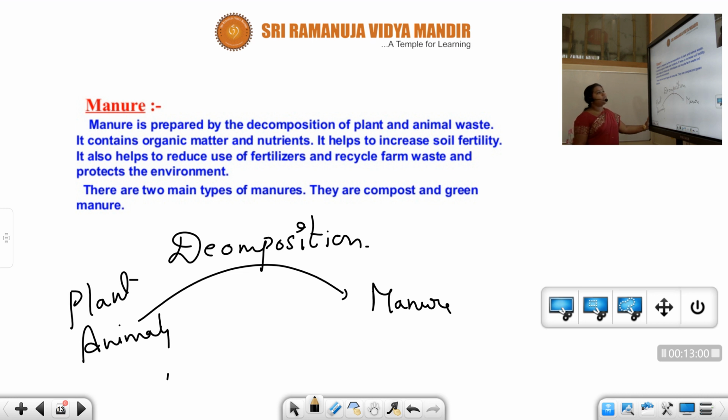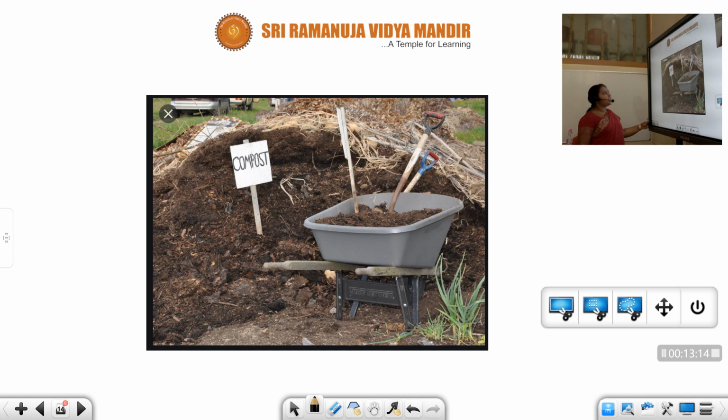Right? And see students, it helps to increase the soil fertility and also helps to reduce the use of fertilizers, recycles waste and protects the environment. There are two types: manure, compost and green manure. See students, you just see the pictures of the compost.